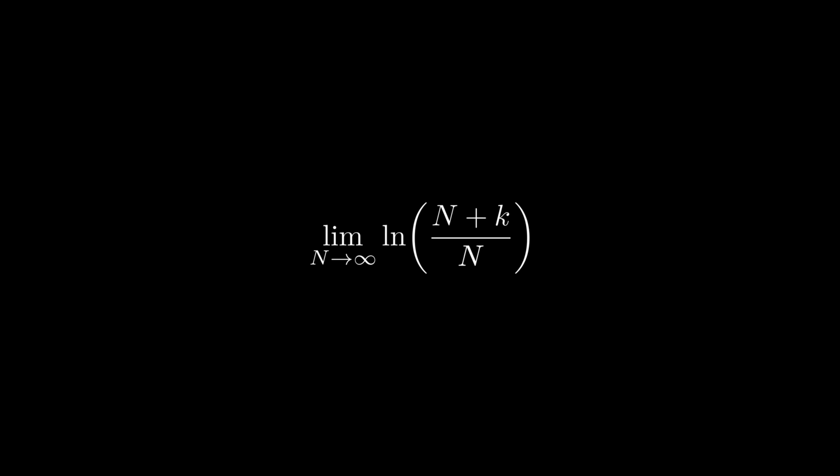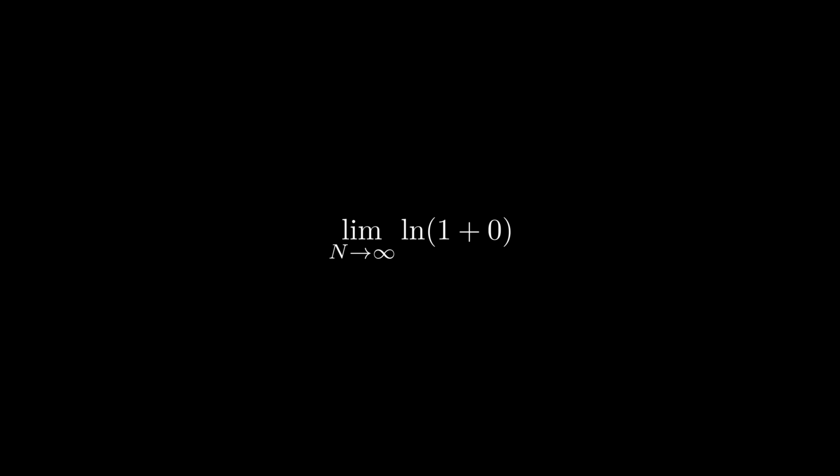We can then do a little bit of fiddling and we're left with the log of 1 plus k over n. As n increases without bound, the k becomes negligible compared to it, so we're left with just the log of 1, which is equal to 0. So there, we've proved that these logarithms are pretty much equal.